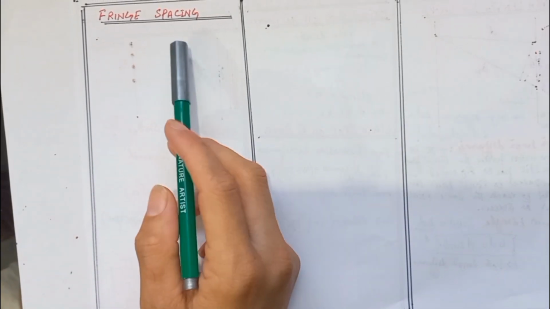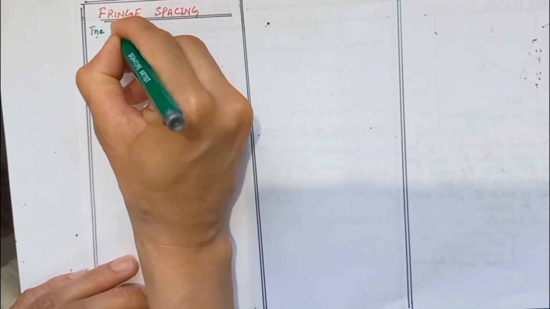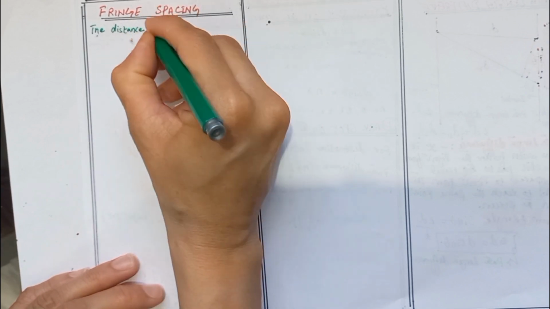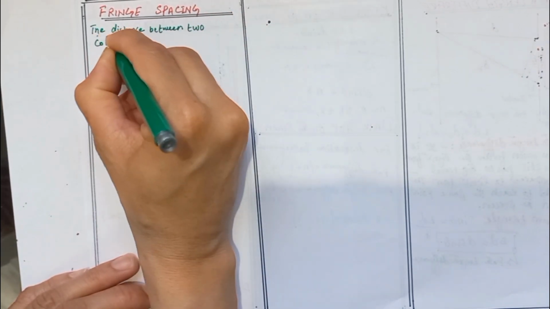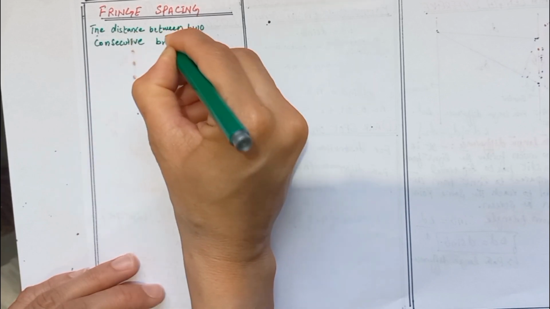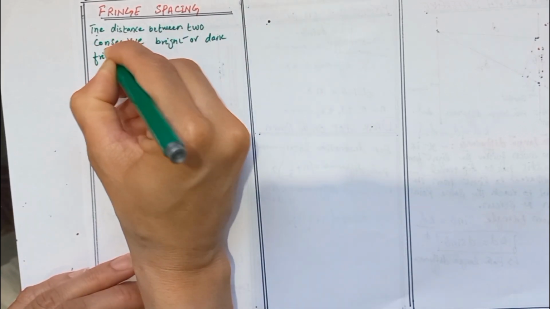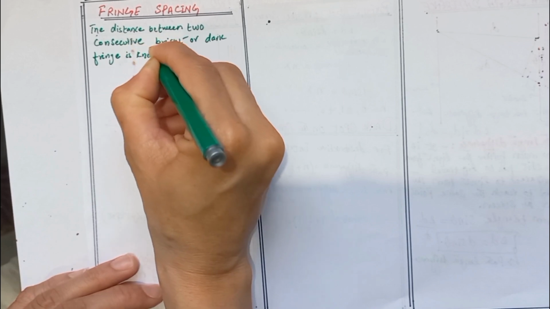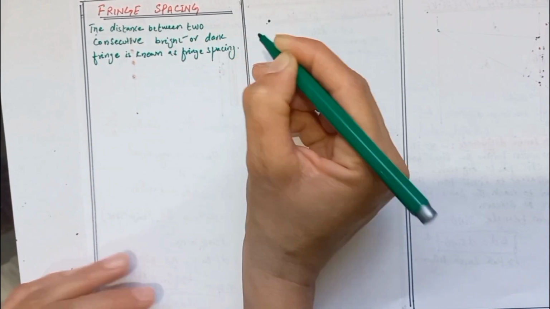Now we discuss the fringe spacing. What is the fringe spacing? The distance between two consecutive bright or dark fringes is known as fringe spacing.